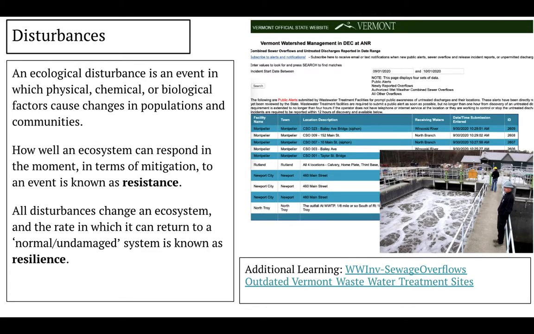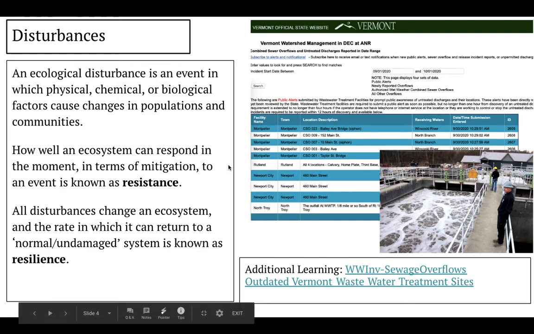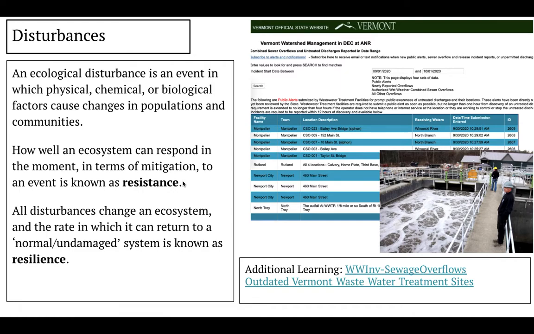So what is a disturbance? A disturbance is just an ecological event in which physical, chemical, or biological factors cause extensive changes within populations of species or the broader communities and ecosystems. Now, how well an ecosystem might respond in the moment to a possible disturbance, say a forest fire or a large ice storm or a thunderstorm, is known as resistance. How well is it able to cope with a changing environment that is possibly detrimental or damaging?